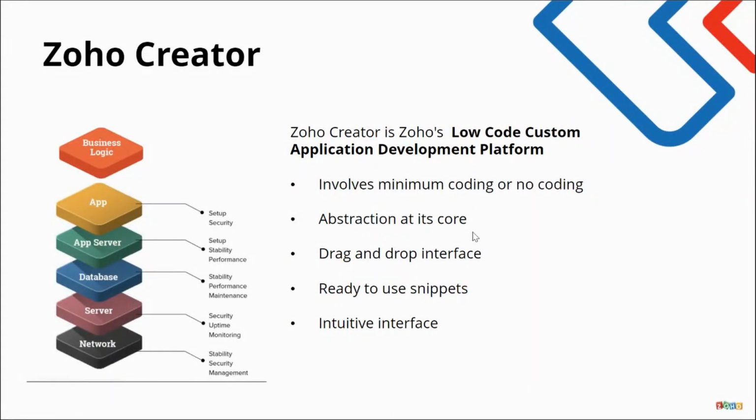We use a language called Deluge for backend processing and for front-end development as well. This is Zoho's native scripting language. It involves minimum coding or no coding. Even anyone from a non-technical background can pick up Deluge easily. It also has ready-to-use snippets and inbuilt functionalities which can automate most of the business processes. The interface is completely intuitive and has a drag and drop interface.